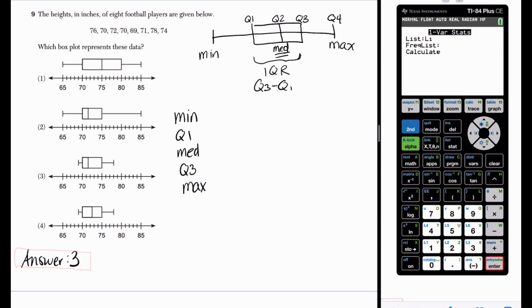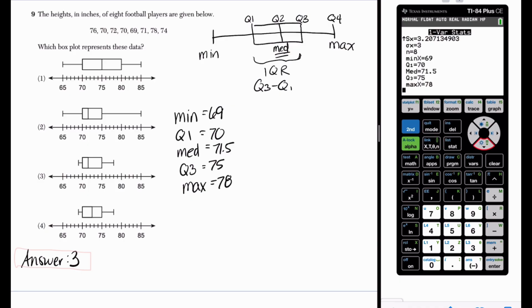And you're going to go down. Yep, I want my list 1. Go to calculate, enter, and you're going to scroll down. And those are the numbers you wanted, because it's giving you a whole bunch of stats on it. But the ones we want for box and whiskers are that minimum, which is 69. The Q1, which is 70. Our median, 71.5. Our Q3, which is 75. And our max is 78.